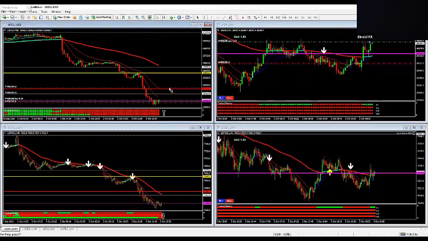The stop we have changed, as you can see, risking very little. I'm going to move my TP1 to just around here, okay?